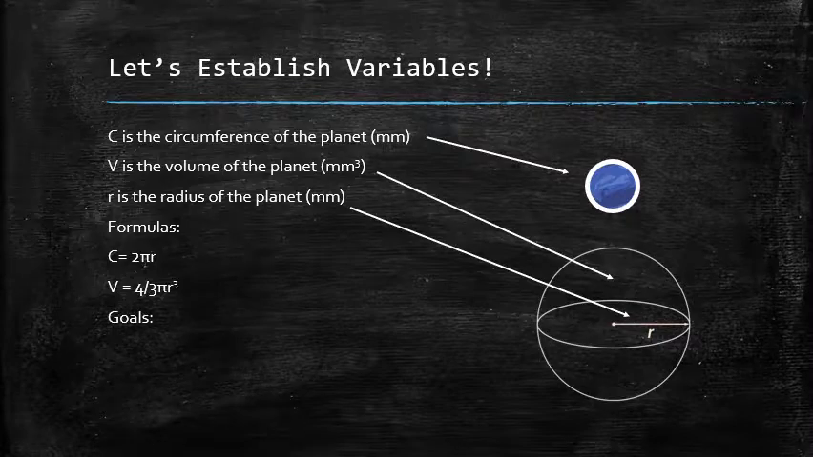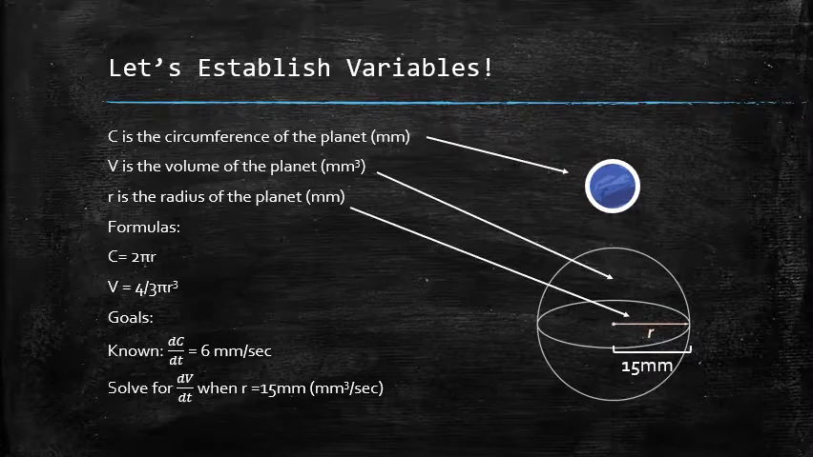And we can relate that to the goals for our problem. So in the context of Lance and looking at the planet through his telescope, given that the change in circumference, dc by dt, is equal to 6 millimeters per second, we can look and solve for dv by dt. So change in volume when the radius of the planet in his telescope is equal to 15 millimeters. And the units for the change in volume will be in millimeters cubed per second.